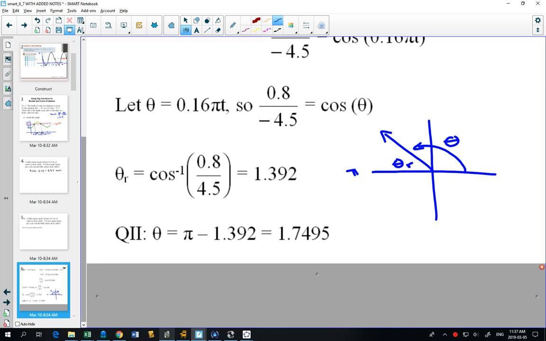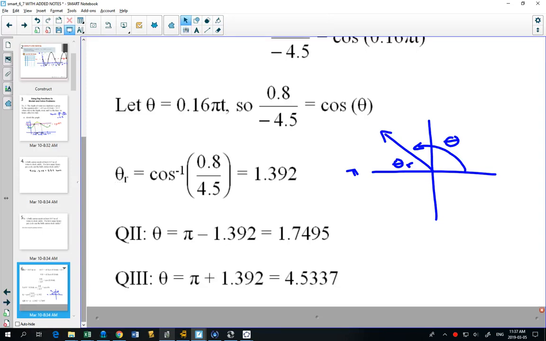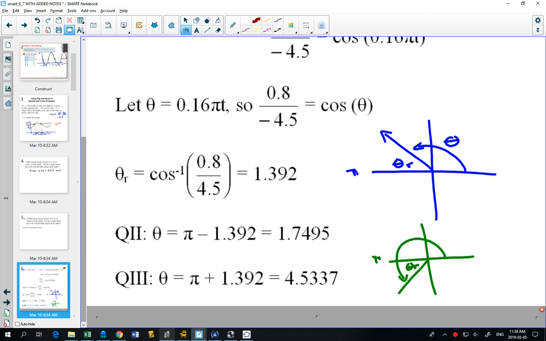In quadrant 3, it would be pi plus my reference angle. If here's quadrant 3, there's my reference angle, and this is pi, my actual angle will be pi plus my reference angle. So we get two answers for theta. One answer in quadrant 2, one answer in quadrant 3.